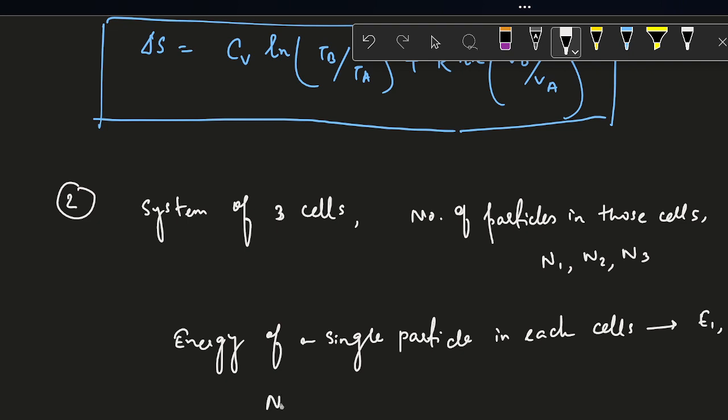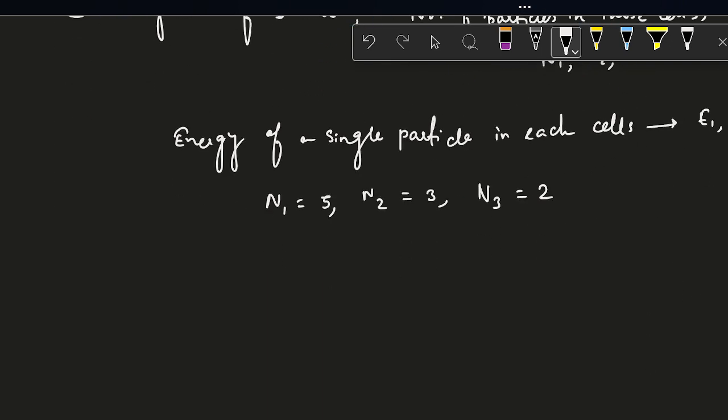Now you have been told that the values are known of N1 equal to 5, N2 equal to 3 and N3 equal to 2. So these are specified to you. If you draw the 3 cells, let's say in terms of steps, this is your cell number 1, this is your cell number 2, this is your cell number 3. And in the first cell you have 5 particles, 1, 2, 3, 4, 5. In the second cell you have 3, 1, 2, 3, and in the third cell you have 2 particles.